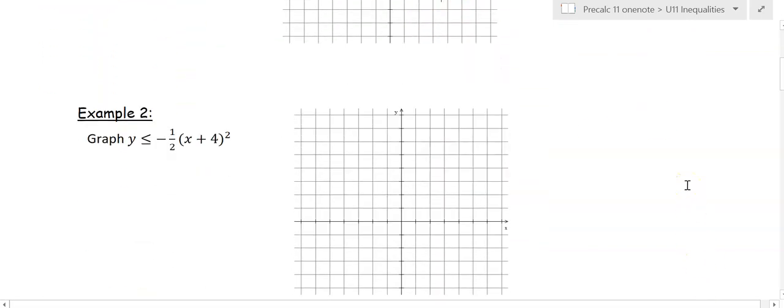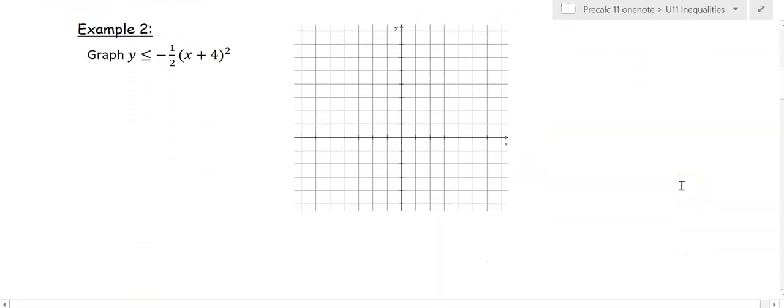Let's try another. y is less than or equal to -1/2 times x plus 4, squared. So if I have, again, my equality, my equation, which is a parabola, and again I put it into vertex form. So my vertex is going to be -4, comma, and whatever is added afterwards is my vertical translation. So left 4, don't go up and down. So -4, 0 is my vertex, and my a is -1/2. So when a is negative, my parabola opens down.